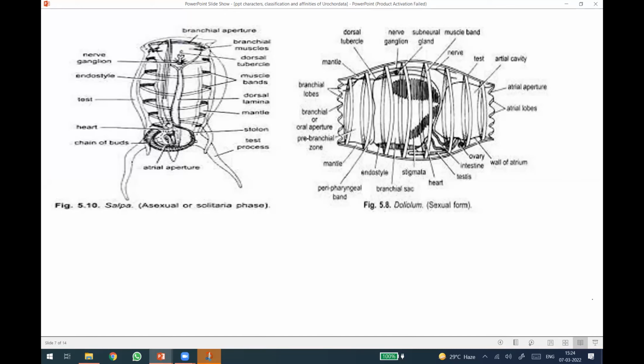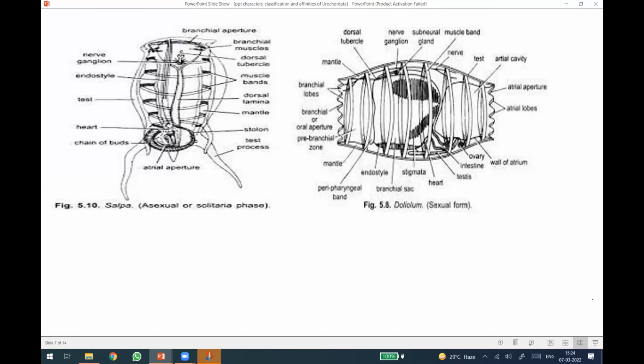In Doliolum and Salpa, a very important characteristic is found: asexual and sexual life cycles appear alternately, and that is called alternation of generation. The examples are Doliolum and Salpa.